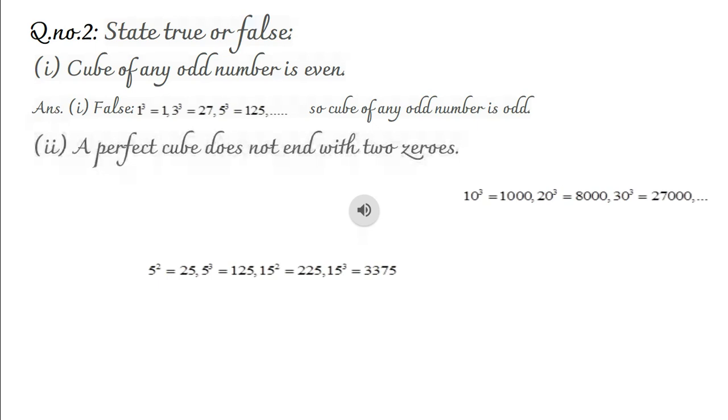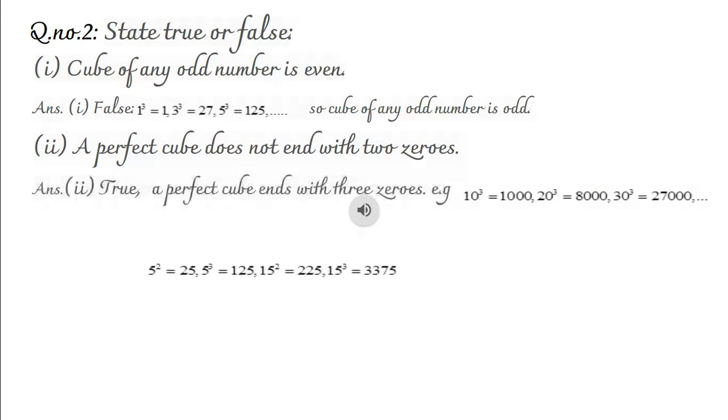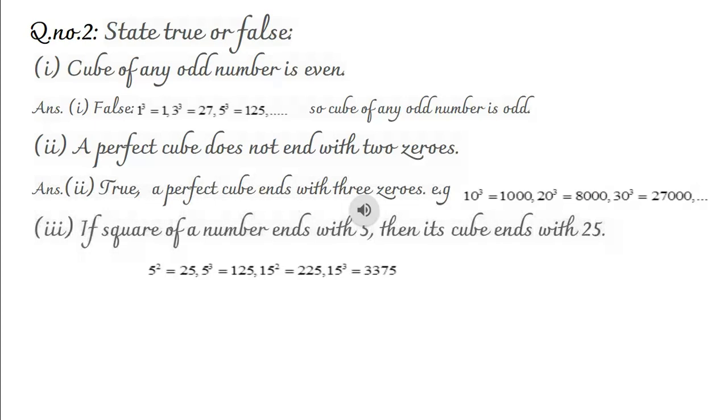So what is the answer? The answer is true. A perfect cube ends with three zeros. For example, 10 cube is equal to 1000, 20 cube is equal to 8,000, 30 cube is equal to 27,000, isn't it? So like that, all cube numbers of numbers ending with zero have three zeros at the end. Okay, clear? So let's see the next question, number 3.